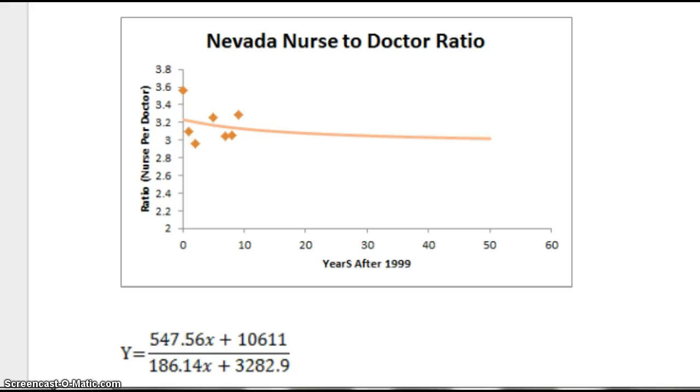And this right here is a graph showing the nurse to doctor ratio in Nevada. And then at the bottom, there's my equation, and I got that by taking the linear functions from each graph for the doctors and nurses, and then putting the nurses on top and the doctors on the bottom, so the nurses are divided by the doctors.